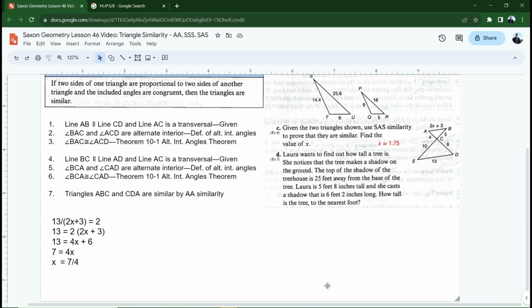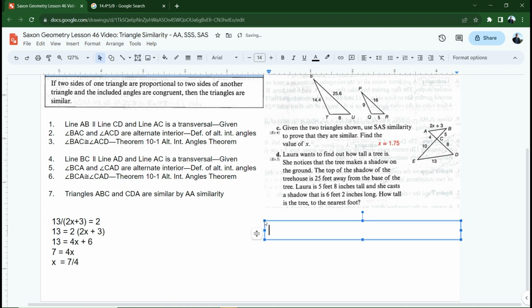All right, and lastly, Laura wants to find out how tall a tree is. She notices that the tree makes a shadow on the ground. The top of the shadow of the tree house is 25 feet away from the base of the tree. Laura is 5 feet 8 inches tall, so we're going to change it to feet right away. 5.67 feet tall. And she casts a shadow that is 6 feet 2 inches long. How tall is the tree to the nearest foot? All right, so we've got some figuring to do here.